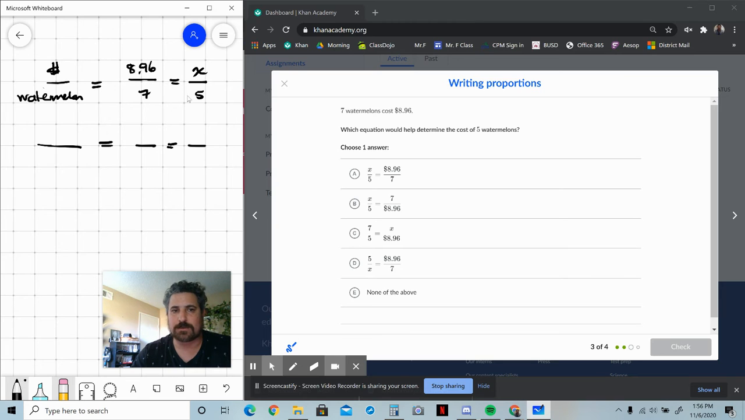So 8.96 over 7 is equal to x over 5. Yay! That's perfect. It doesn't matter which one's on the left or right because it's just an equal sign. So it's the same exact thing either way. So I'm going to go with that one. We're done.